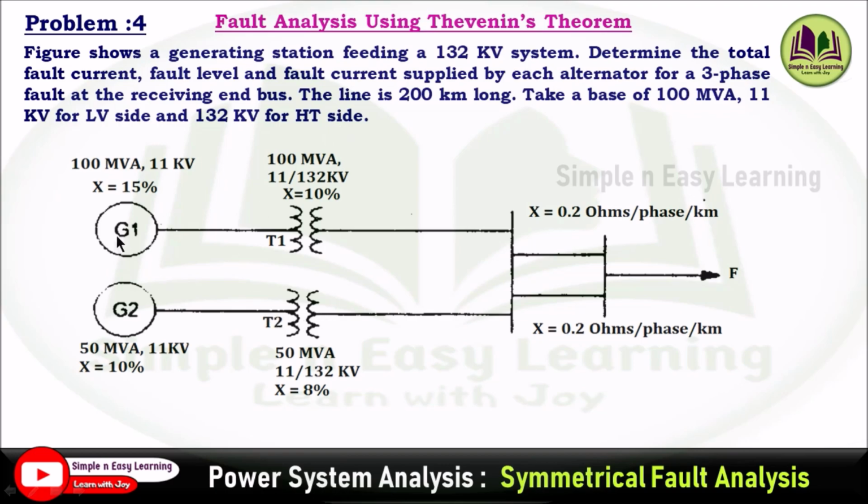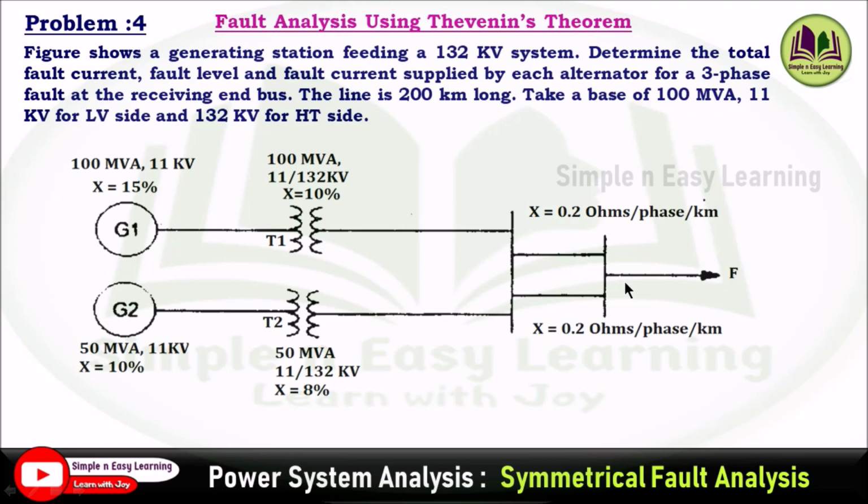So the diagram is given. Generator 1 is of 100 MVA 11 kV, generator 2 is of 50 MVA 11 kV, and transformer 1 is 100 MVA 11/132 kV, and transformer 2 is 50 MVA 11/132 kV, and the corresponding reactances are given. And in the transmission line, we will be having two parallel transmission lines of reactance X equal to 0.2 ohm per phase per kilometer. The total length of the line is 200 km.